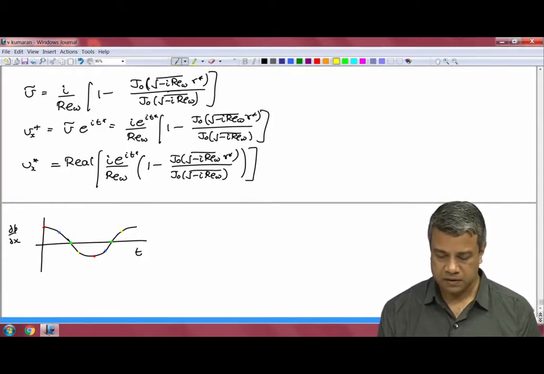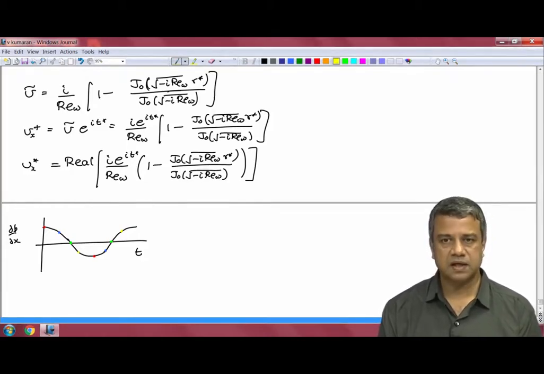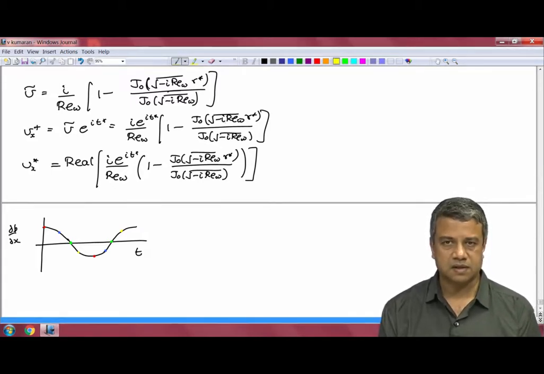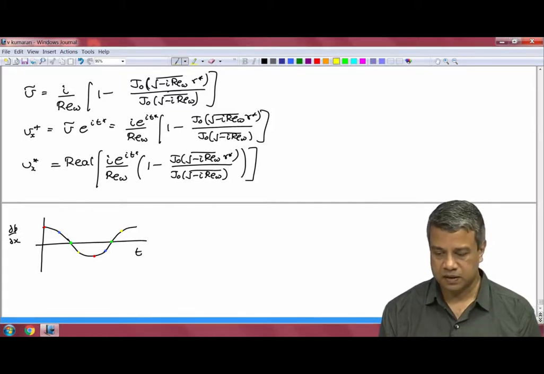First I will give you a qualitative sketch of the nature of the velocity profiles, and then we will go further and examine the reason why the velocity profiles have the specific form that they do.